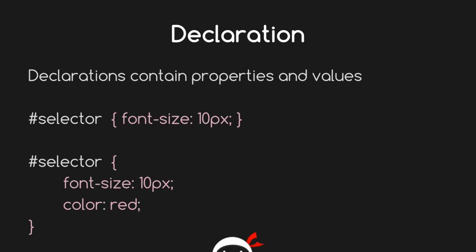And again, there's loads of values and loads of property names. Don't get bogged down about that now. We're going to go into those later on. Just understand now that the declaration is on the right. It's contained within these curly braces, and you've got your properties and your values.